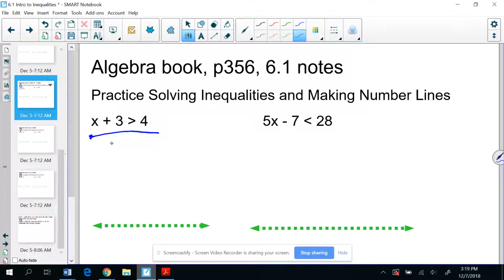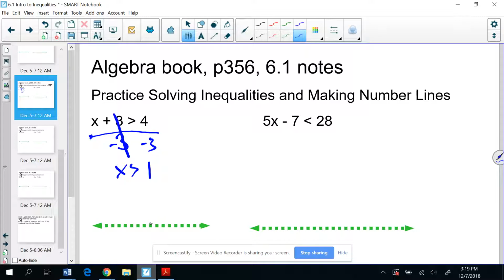Here's how I do it. I do negative 3 right here. And what I do to one side, I have to do to both. Usually we think of this in an equation. I can do it for an inequality as well. X plus 3 minus 3, these ones cancel, and then 4 minus 3, I'll get 1. That means that x is greater than 1. Same steps that we would take if this was an equal sign.